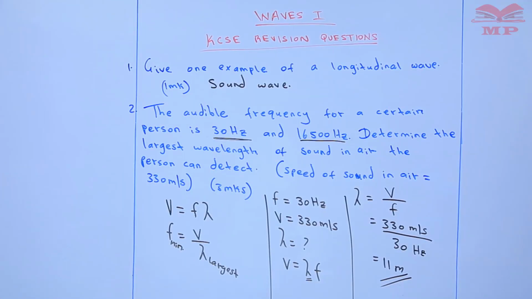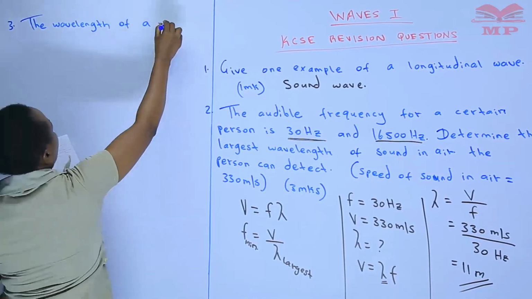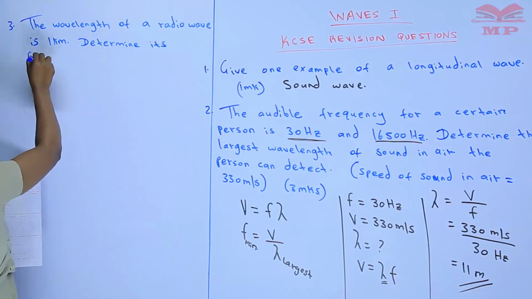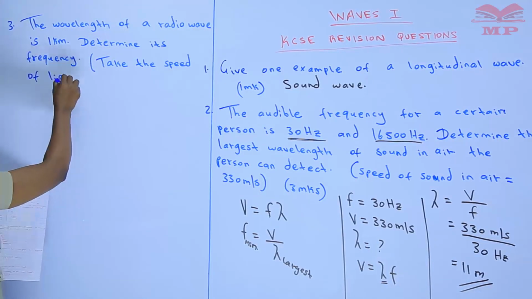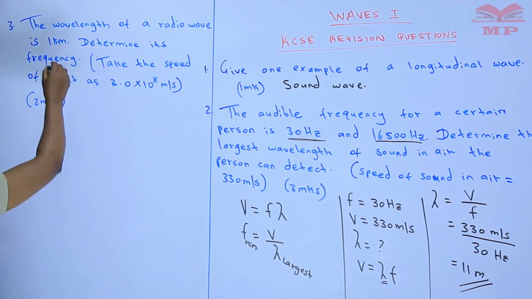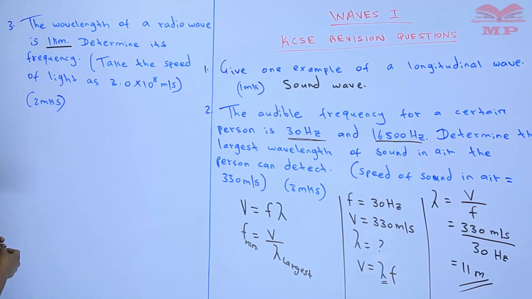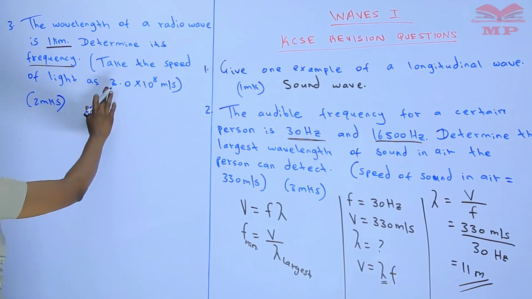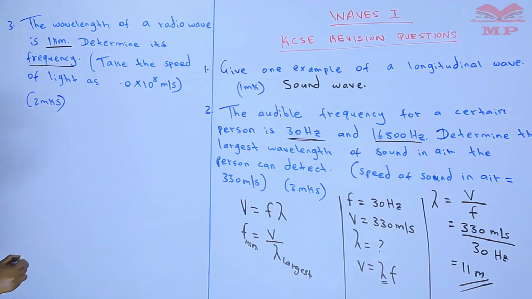We move on to question number 3. So that's our next question. We are told that the wavelength of a radio wave is 1 kilometer. Then determine its frequency. Take the speed of light as 3.0 times 10 power 8.